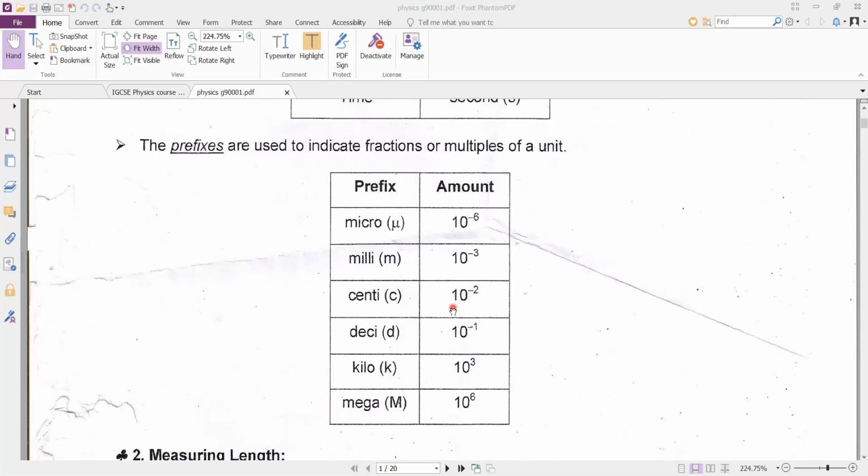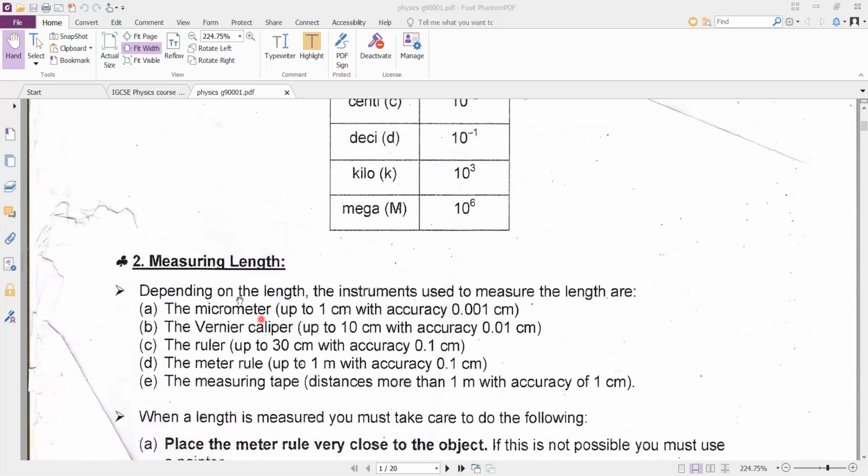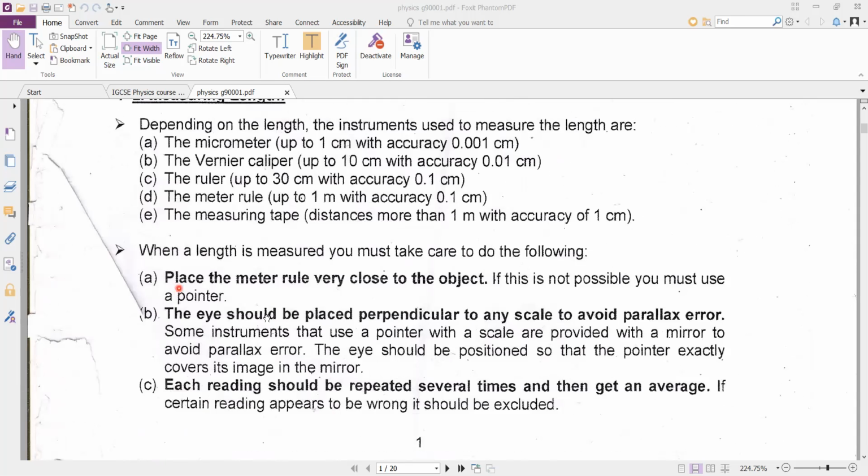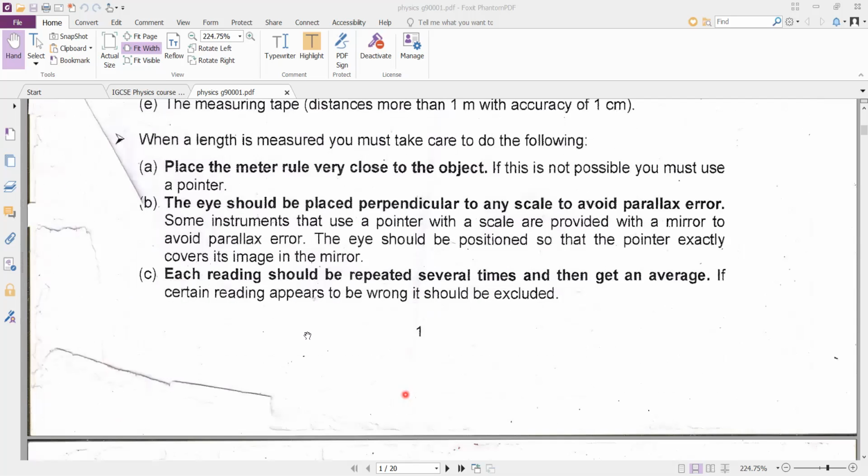Of multiplying of units. And we know how to measure length: micrometer, vernier caliper, ruler, meter ruler, and measuring tape. Place the meter ruler very closely, and it should be placed perpendicularly to the scale, and each reading should be repeated several times.